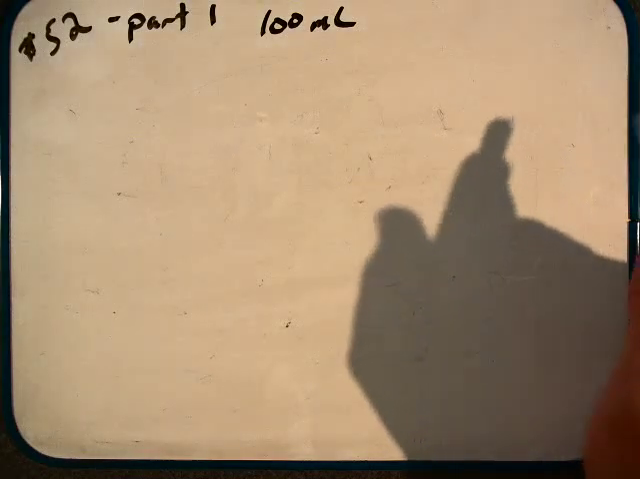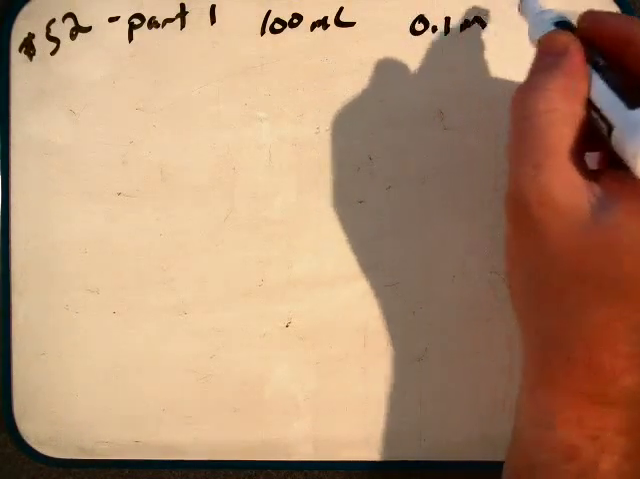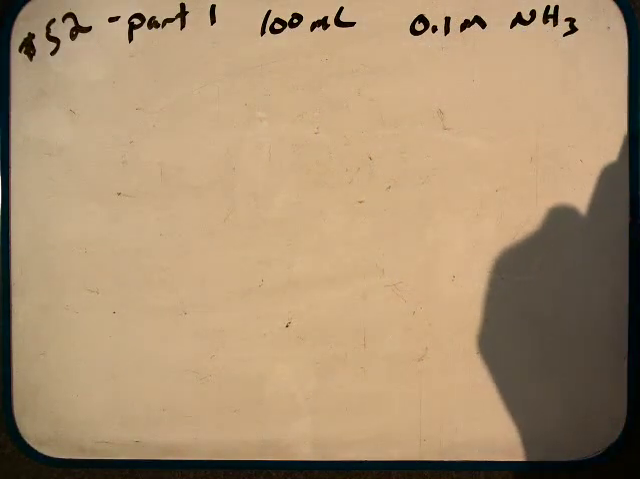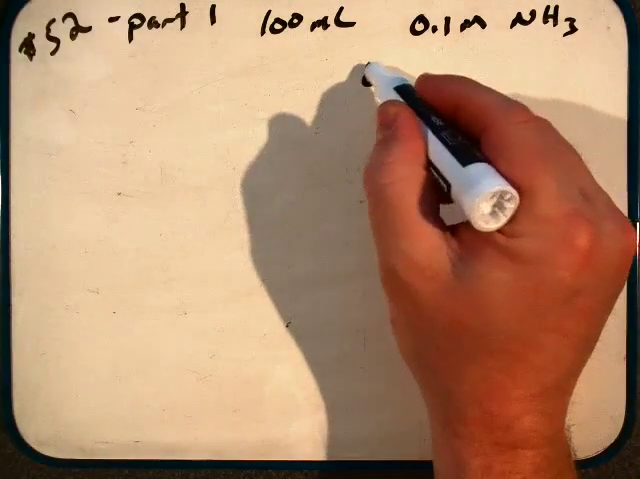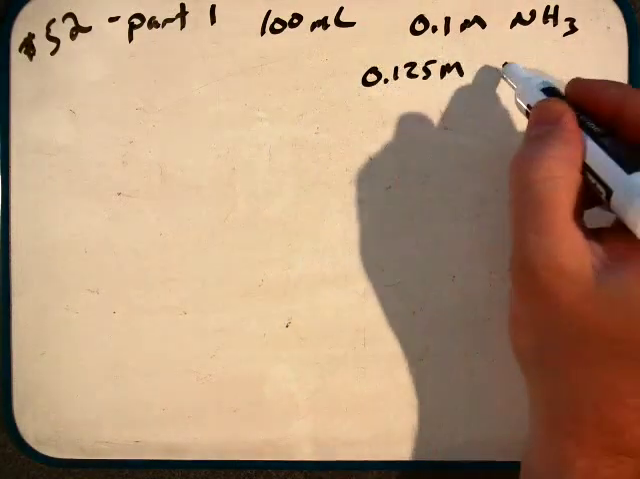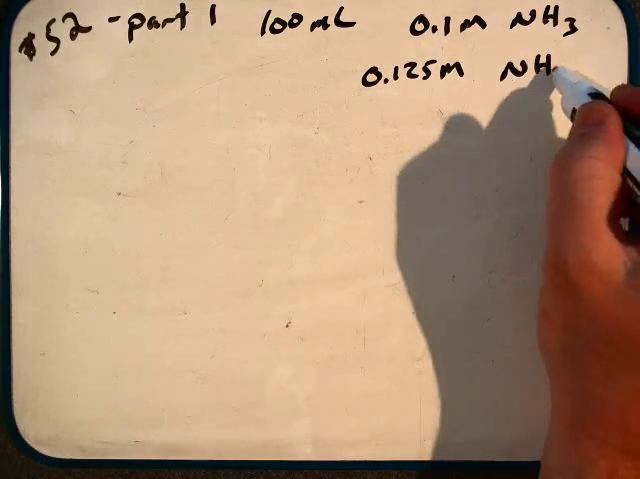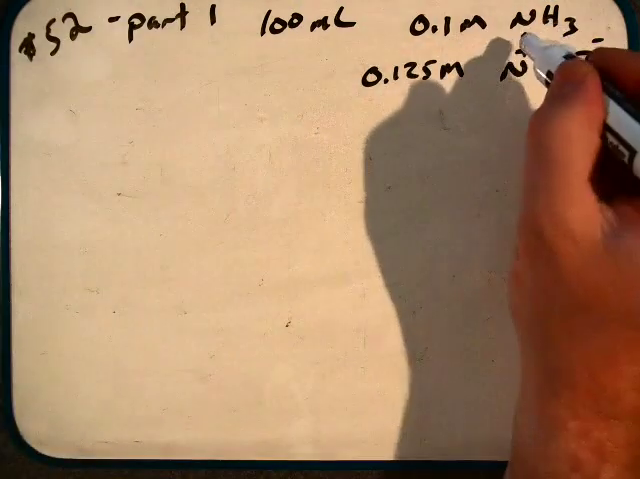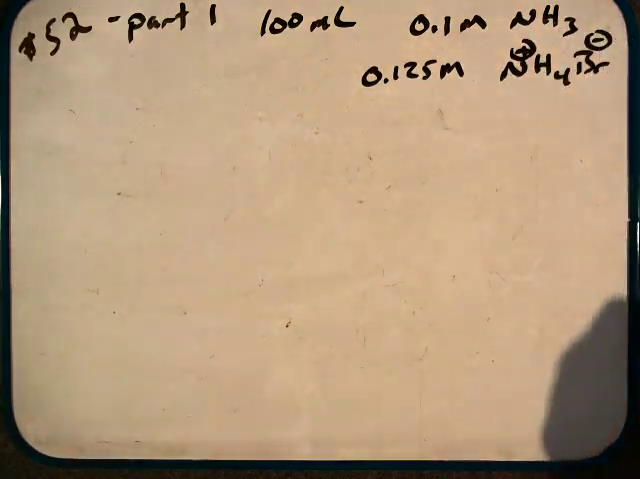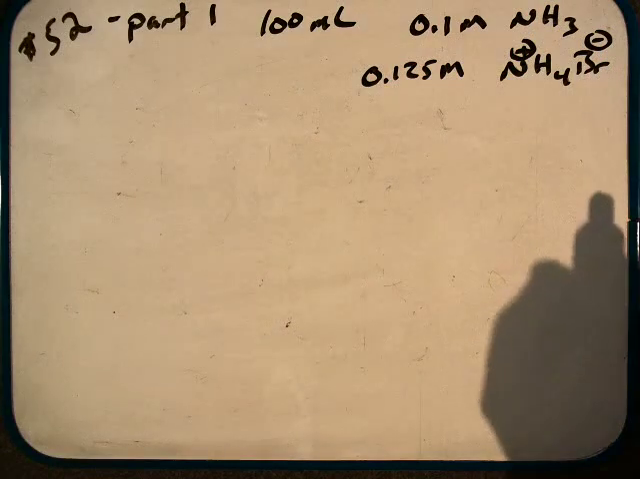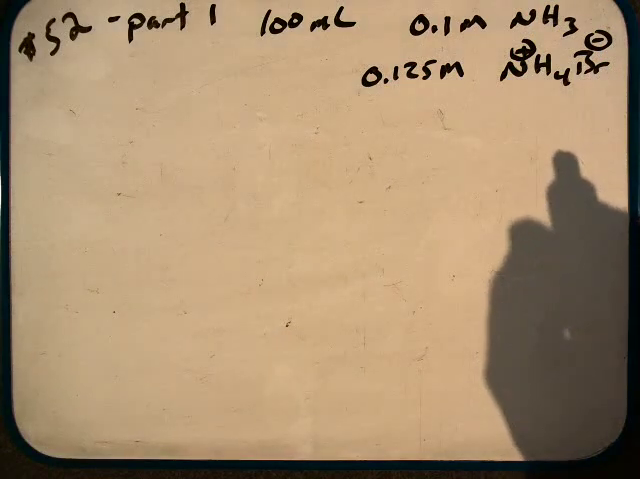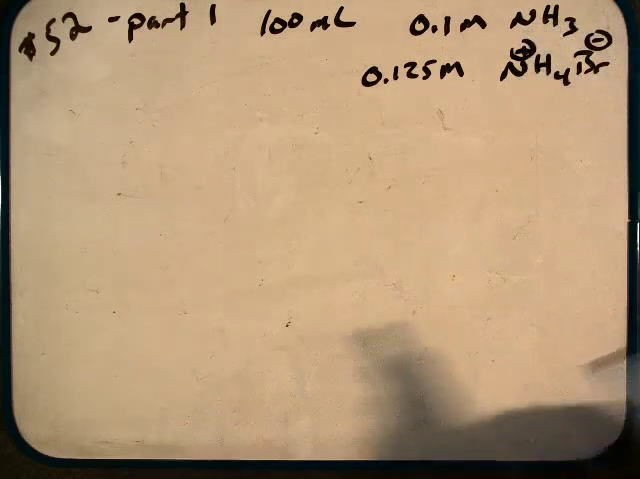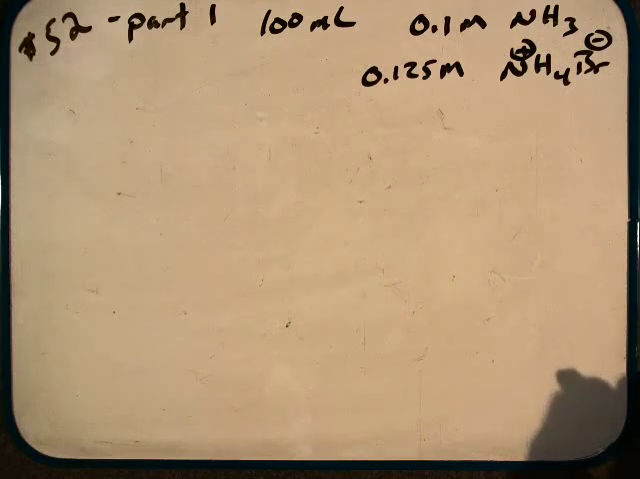and that buffer solution contains 0.1 molar ammonia, or NH3, and then also has 0.125 molar ammonium bromide. And so that's a salt. So basically we have a buffer, right? Because we have a conjugate acid and we have its parent base.